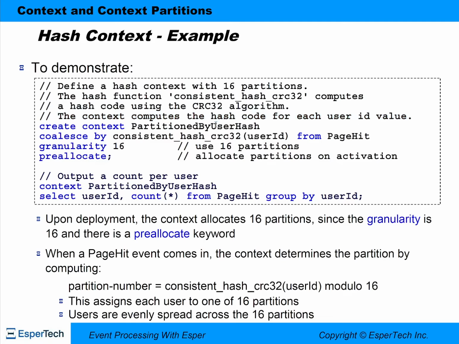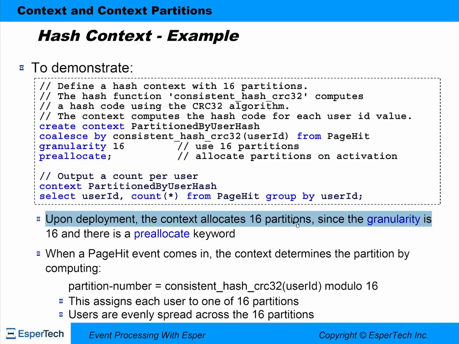Create context partitioned by user hash. Coalesce by consistent_hash_crc32, parenthesis, user ID, from page hit. Granularity 16. Pre-allocate. The second statement outputs a count per user. Context partitioned by user hash. Select user ID, comma, count star from page hit. Group by user ID.